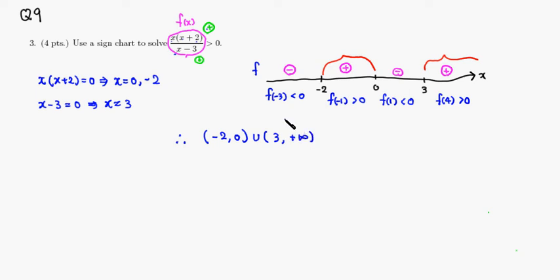The reason we're not using a square bracket for 3 is that 3 cannot be included because 3 is not in the domain. When x equals 3, this expression is undefined, so you can never include 3. Also, since this is a strict inequality, we cannot include negative 2 or 0, because those make this function equal to 0, so we have to exclude those. That's why we have parentheses there. So this is the solution set of the given inequality. All right, that's it. I hope that this was clear.